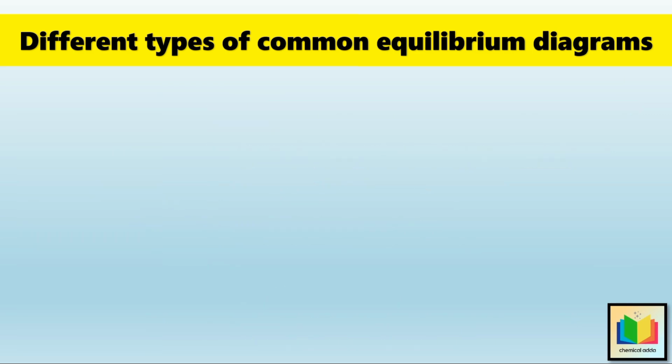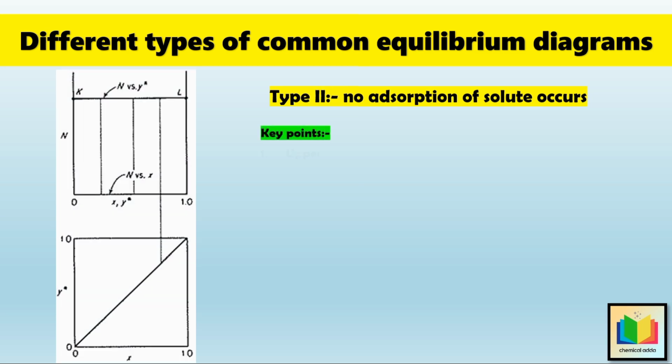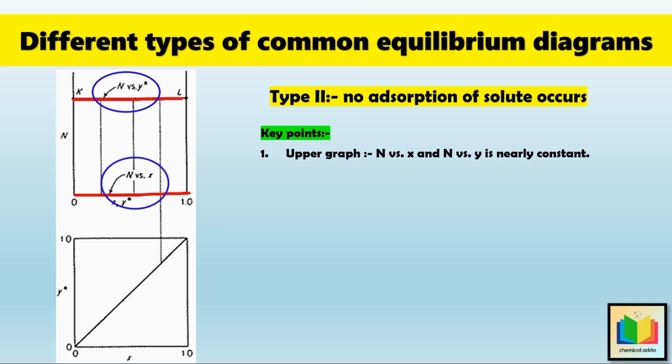Now, let's move on to the second type of equilibrium diagram, which represents an ideal case where no adsorption of solute occurs. In this case, solute C does not adsorb on solid, and hence the withdrawn leaching solution and the solution associated with the leached solid have the same composition. Hence we can see that in the upper graph, the N versus X and N versus Y curves show a straight line, which means N is nearly constant. From this we can conclude that N, that is the ratio of inert solid to solution, does not change significantly with respect to solid or liquid compositions, and it remains relatively stable during the leaching process.